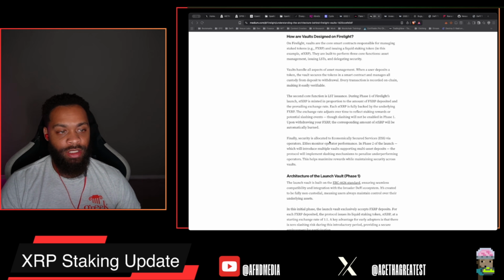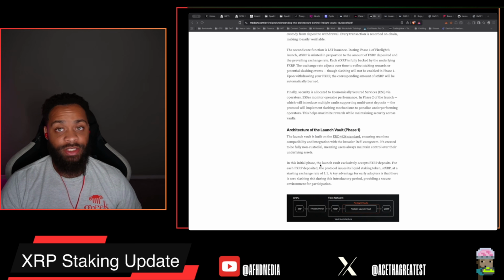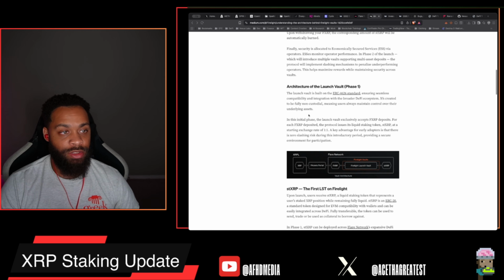Finally, security is allocated to economically secured services, or ESS, via operators. ESSs monitor operator performance. In phase two of the launch, which will introduce multiple vaults supporting multi-asset deposits, the protocol will implement slashing mechanisms to penalize underperforming operators. This helps maximize rewards while maintaining security across the vaults. So phase two is where you can expect slashing and this concept of additional operators running vaults to be implemented. So that'll be interesting to see.